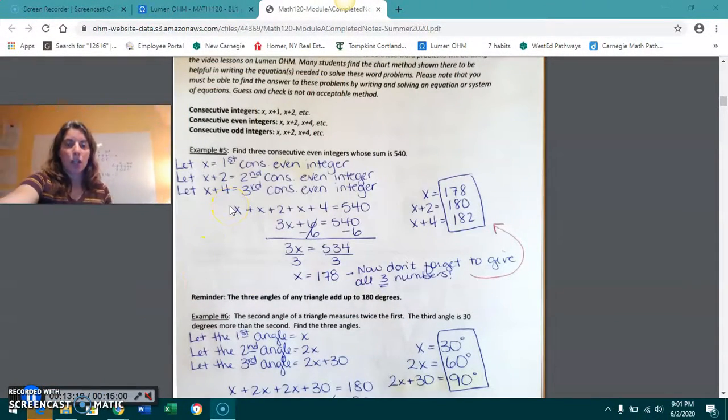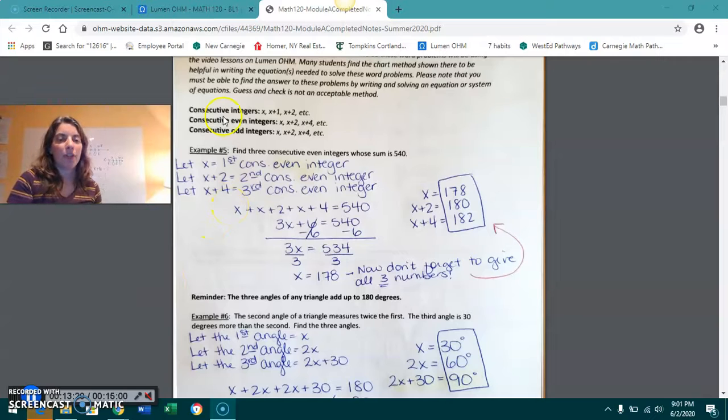Okay, so for example, this one says find 3 consecutive even integers whose sum is 540. So there's a lot of information in there. I want 3 even numbers right in a row. So if x is my first one, x plus 2 is the next even number, and x plus 4 is the following even number. Their sum is 540. Sum means they add up to 540, right? Sum is the answer you get when you add.